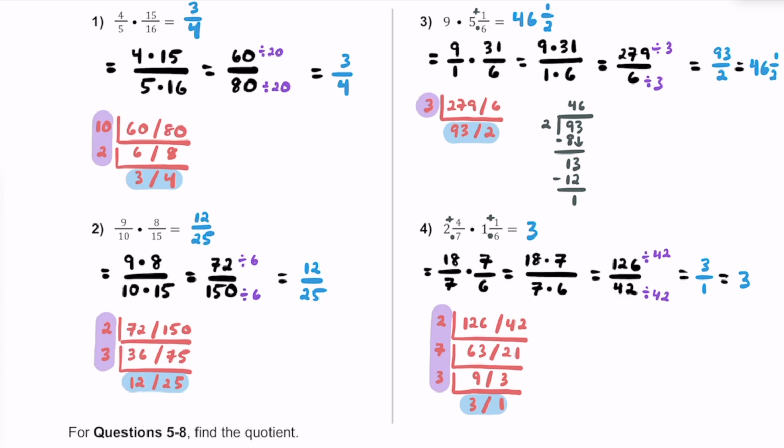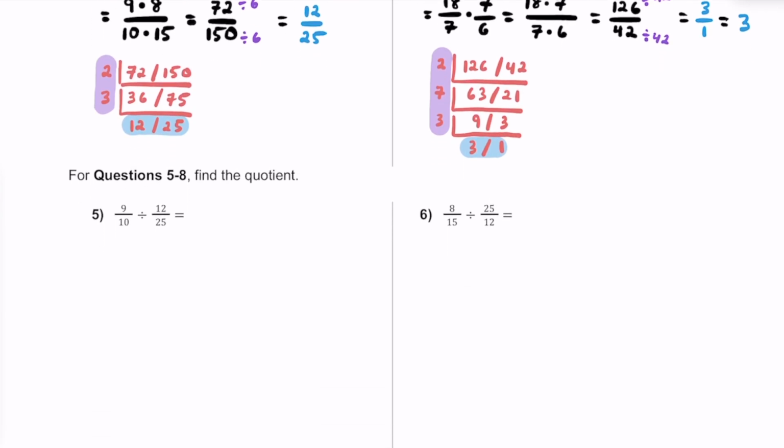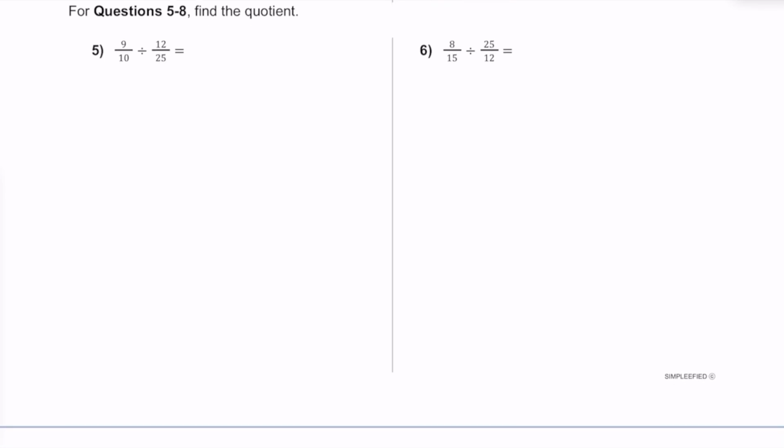All right, so we just practiced 4 multiplication problems, finding the product. Let's go ahead and try a few division problems where we go ahead and find the quotient now. All right, so for number five, we have a division problem. We have a proper fraction divided by another proper fraction here.